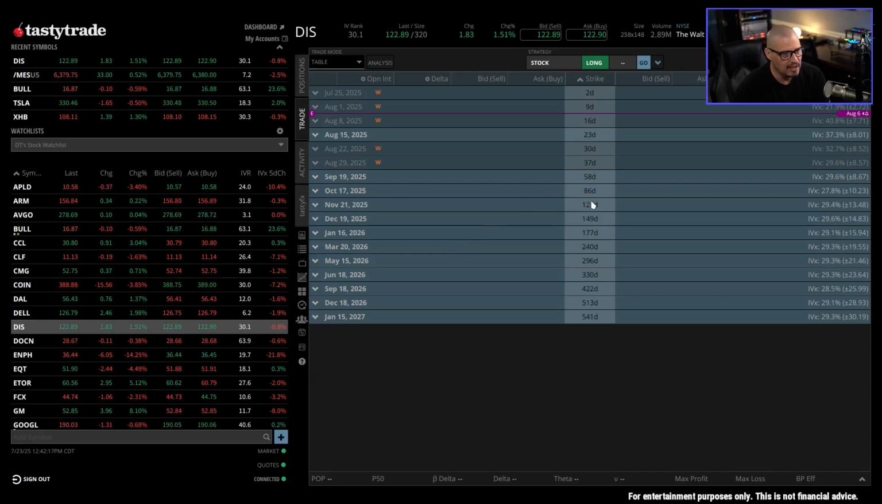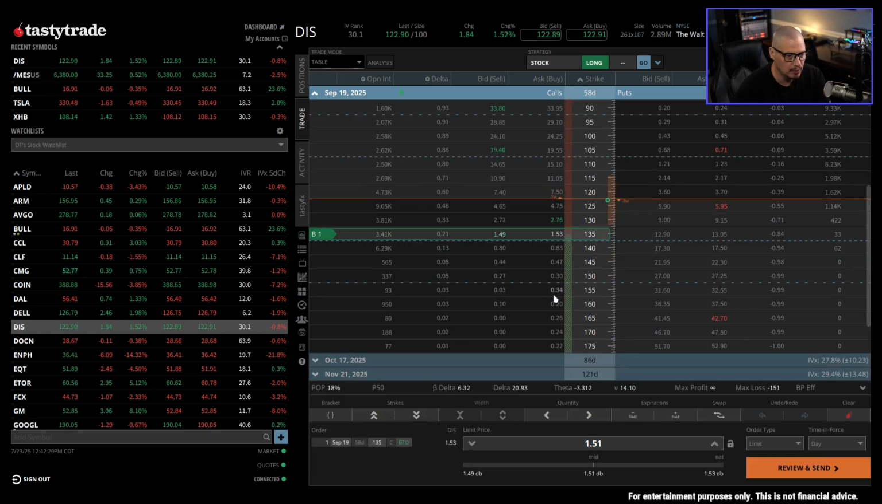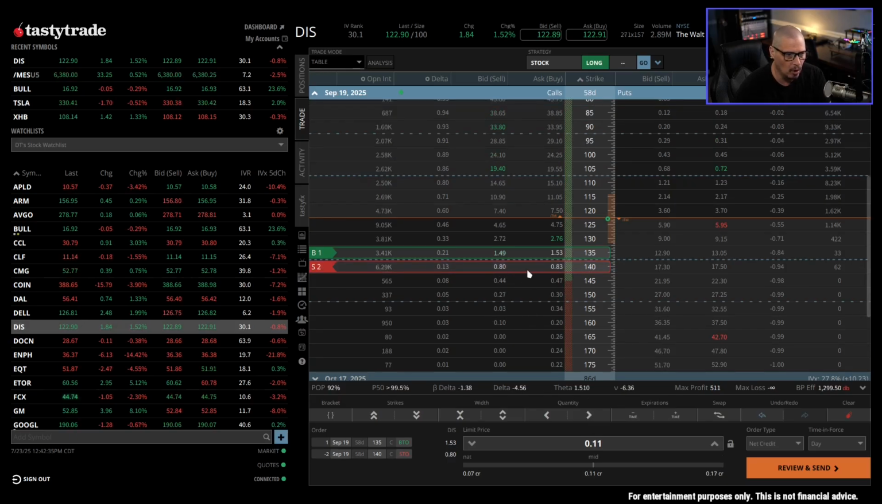So it's got good IVR. I want to be bearish in it. I'm going to go to the 58-day cycle, and this is where I would either sell a call or I may sell a call ratio spread. Let me do the ratio spread. So I'm going to buy a call debit spread and then double up the short call. And this is my call ratio spread.